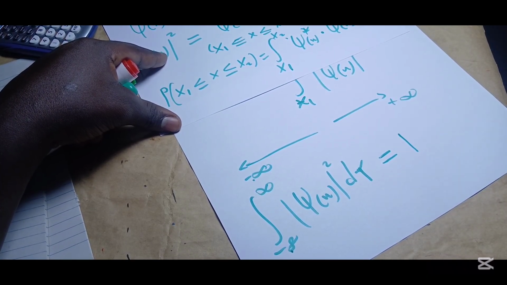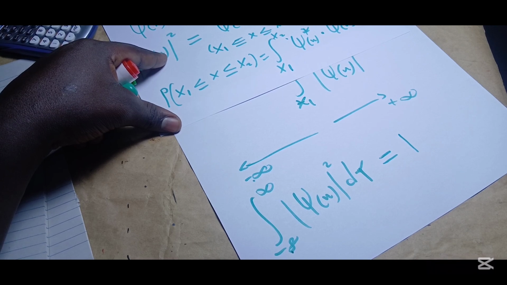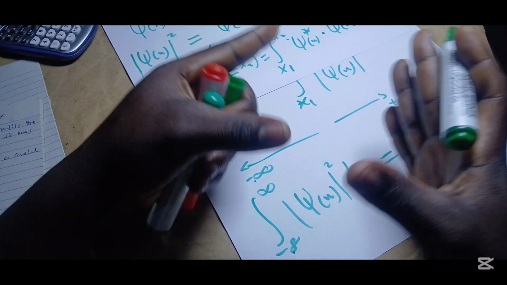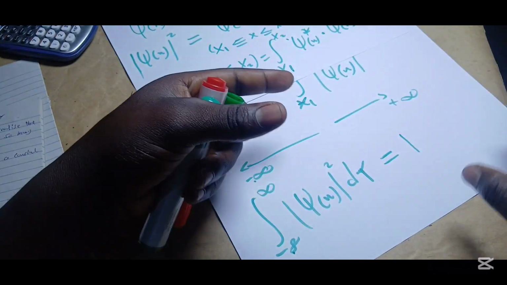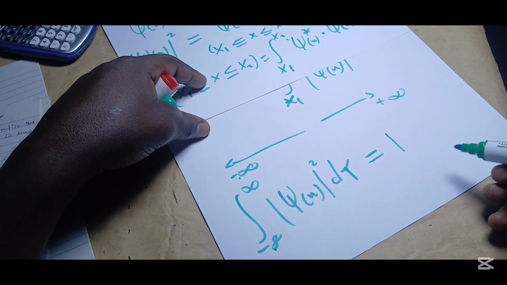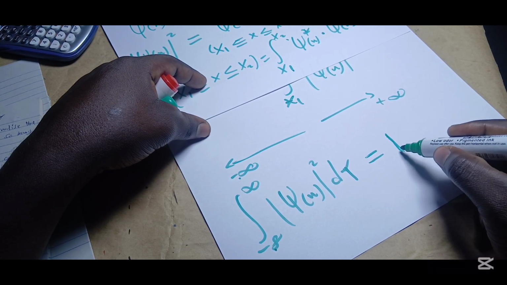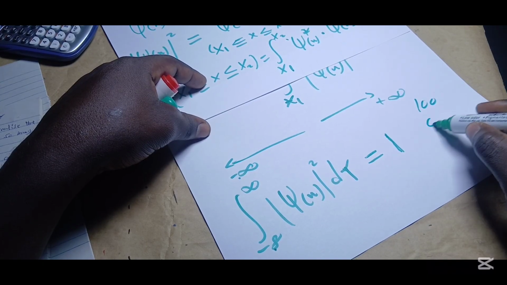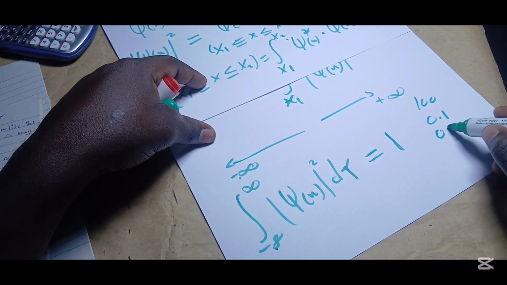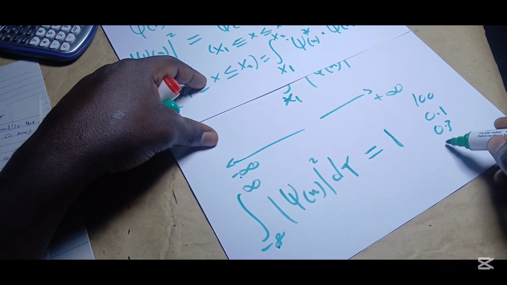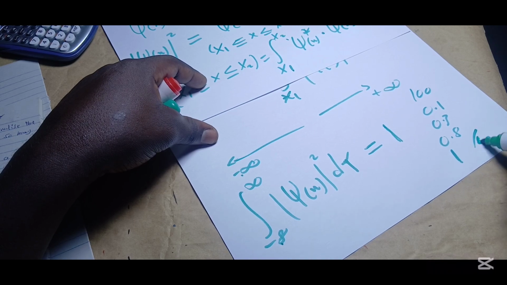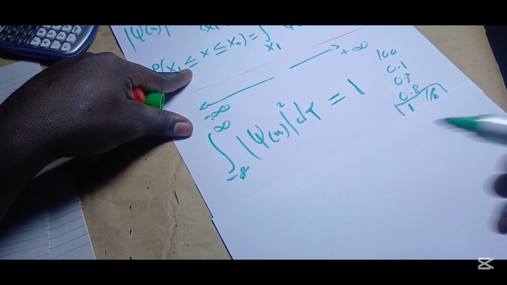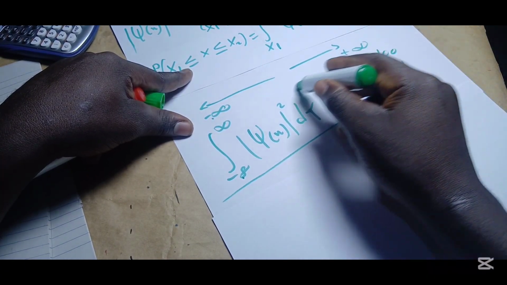That is, if a particle exists, because we are integrating throughout the entire space. So the particle must exist there. The particle must be there if it exists, and the probability of us finding the particle should be equal to 100%. Not 0.1, which is 10%, 0.3, which is 30%, 0.8, which is 80%, but 1, which is 100%. It should be 100%, that is, if a particle exists. So now this is the Born statistical interpretation.